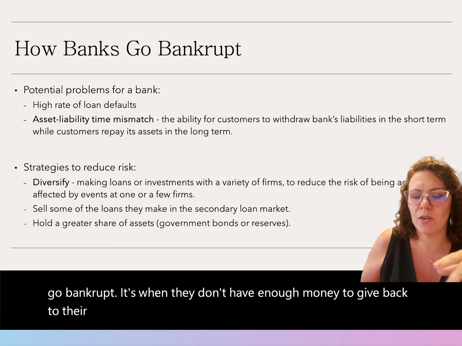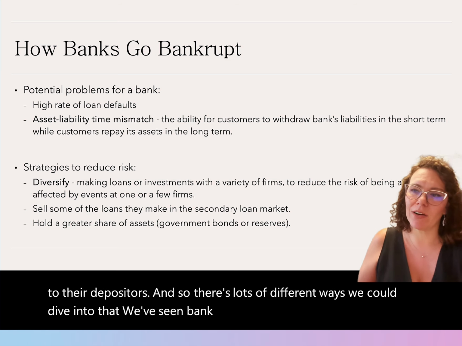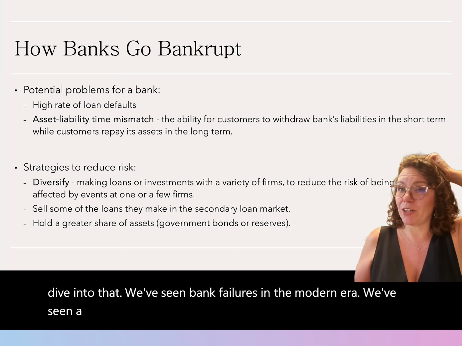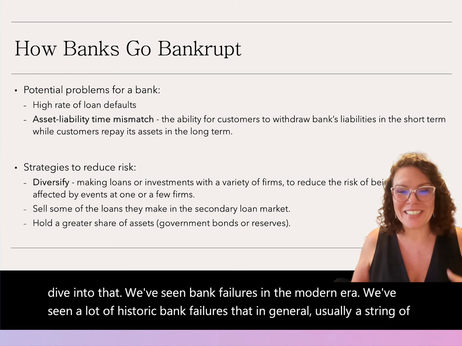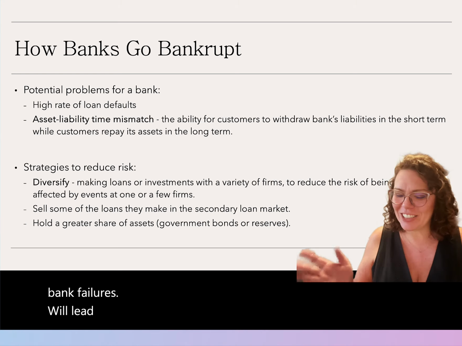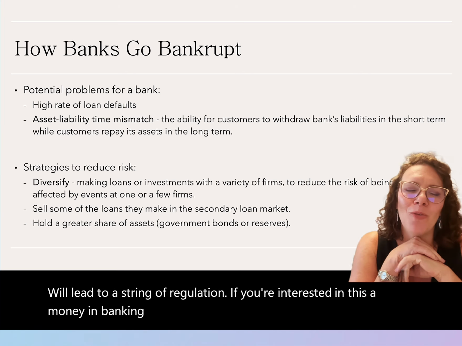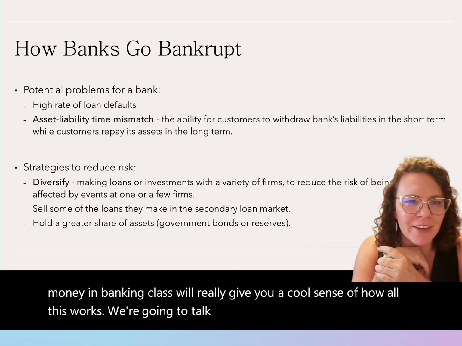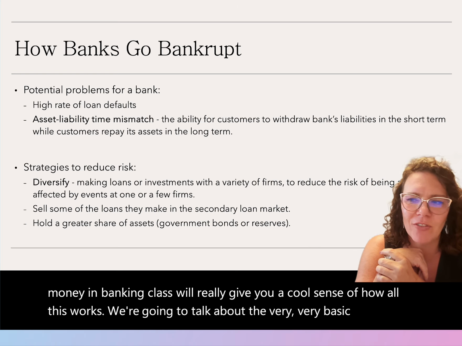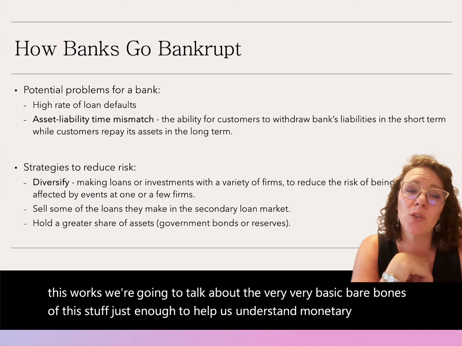And so there's lots of different ways we could dive into that. We've seen bank failures in the modern era. We've seen a lot of historic bank failures in general. Usually a string of bank failures will lead to a string of regulation. If you're interested in this, a money and banking class will really give you a cool sense of how all this works. We're going to talk about the very, very basic bare bones of this stuff, just enough to help us understand monetary policy, but it's really cool stuff.